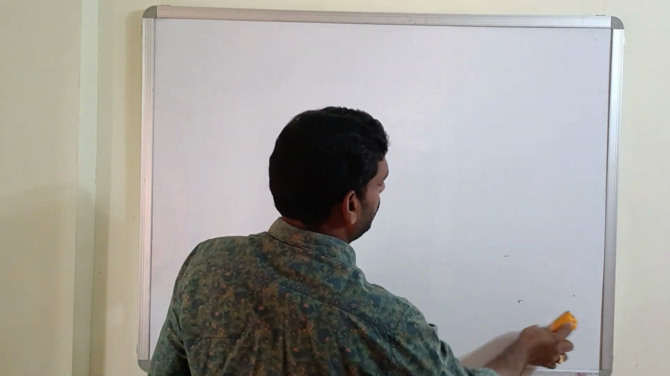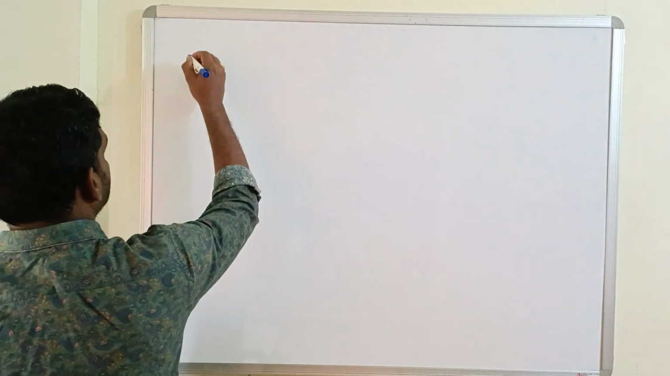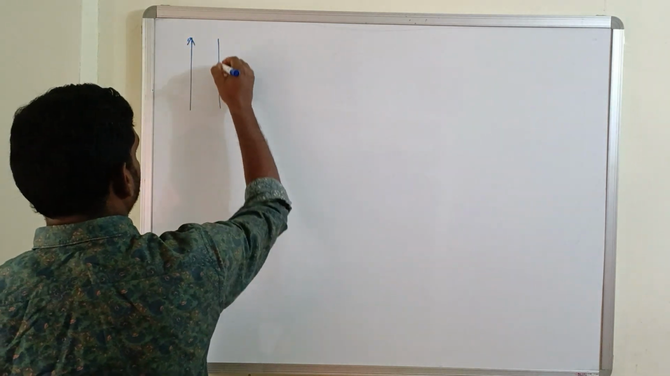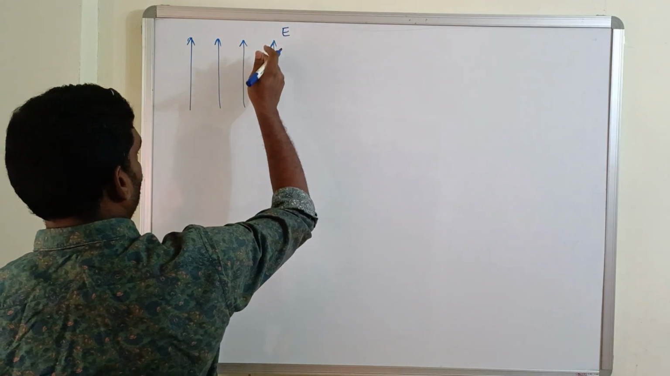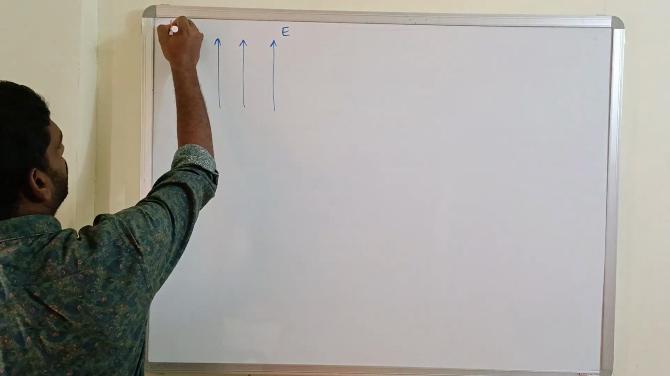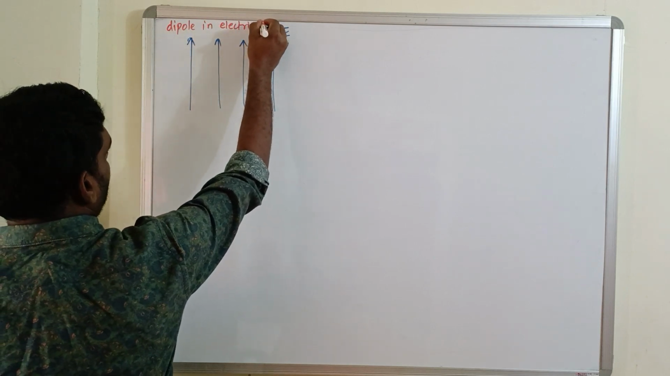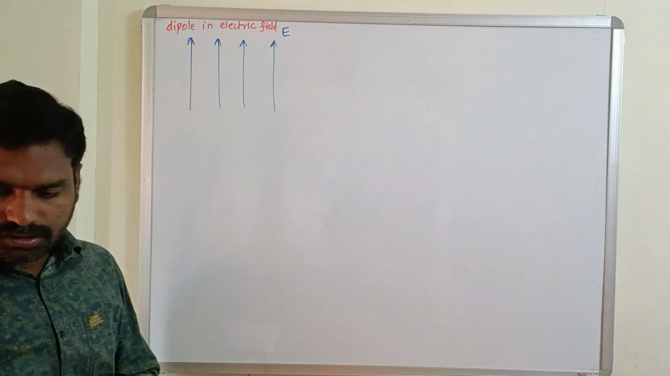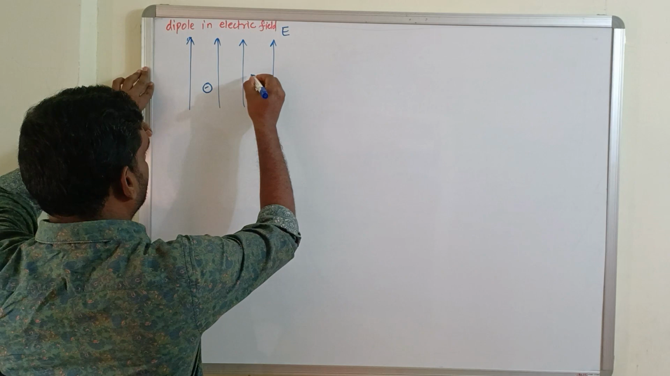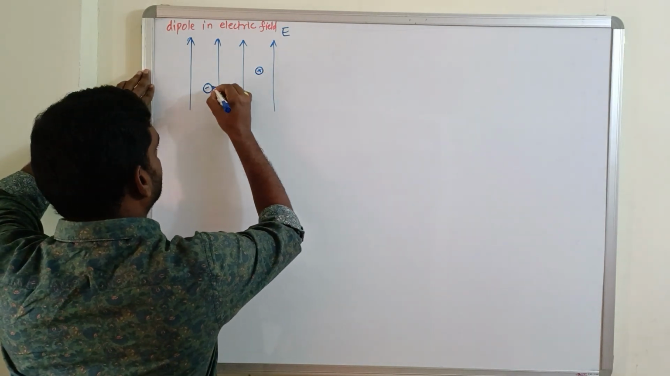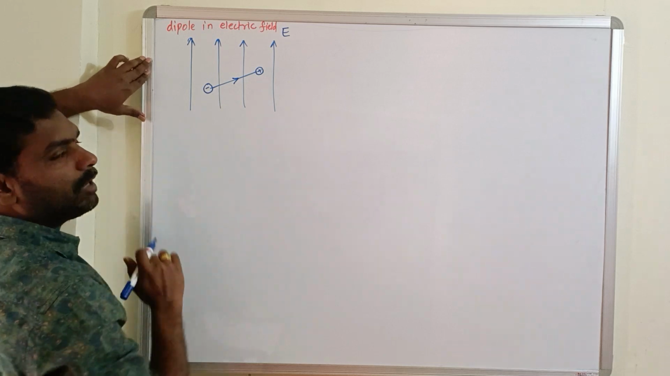Now I am going to explain what happens when a dipole is kept in an external electric field. Suppose the external electric field is directed upward like this. The topic is a dipole in an external electric field. Let us consider the negative charge here and the positive charge here, so the direction of the dipole moment is from the negative charge to the positive charge.